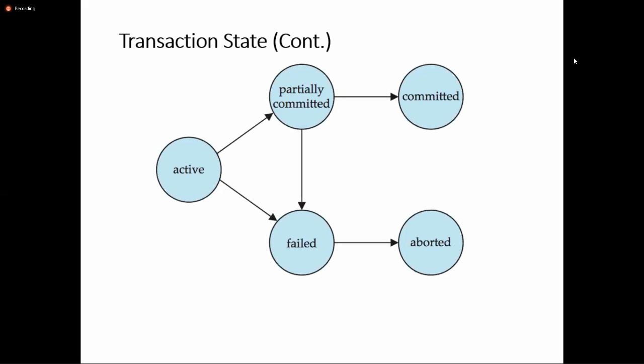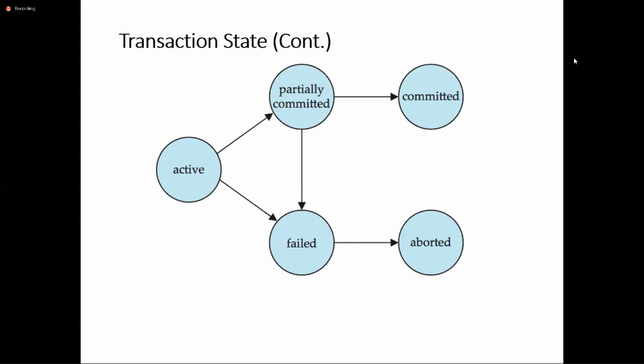Okay, in fact, if it is partially committed but some failure happens, then you can restart that transaction and commit. When the last piece of information of the transaction is written out, the transaction enters the commit state. A transaction enters the failed state after the system determines that the transaction can no longer proceed.